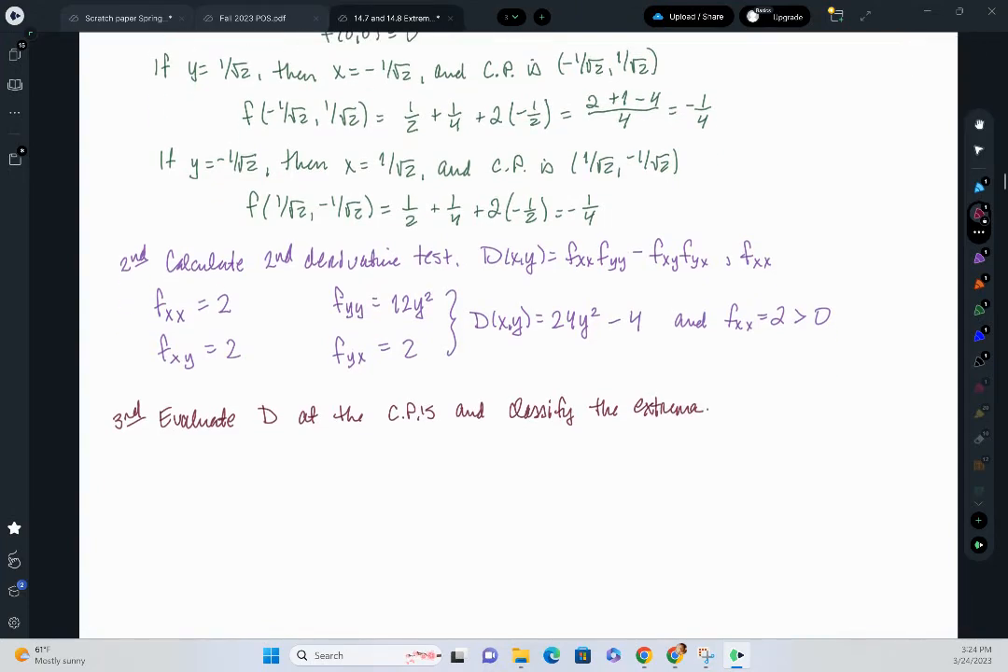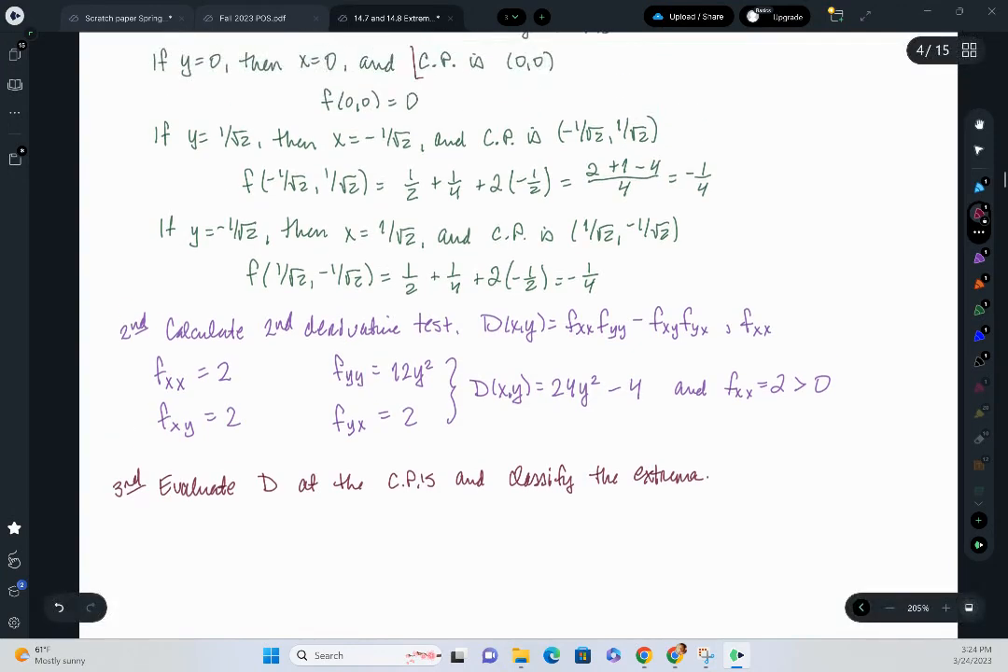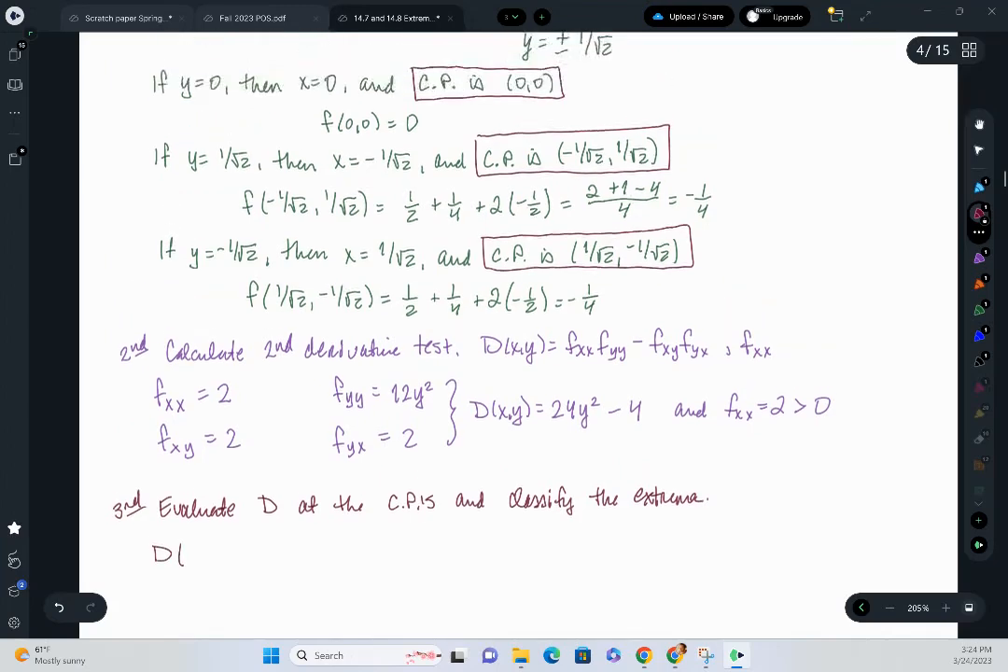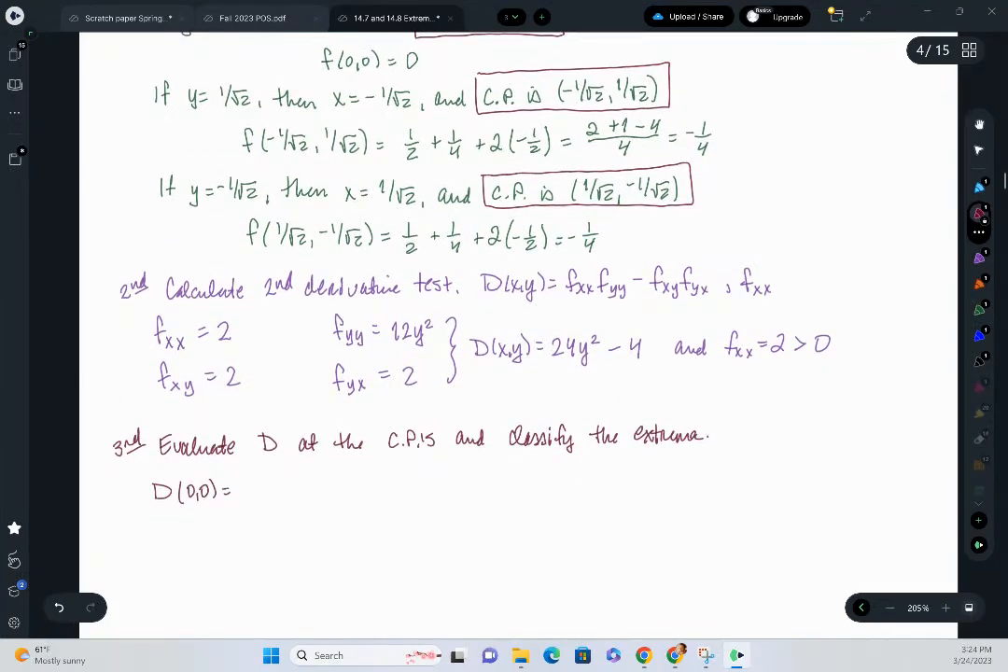Okay, so first critical point, let's go up here and just look at this. We have a critical point of 0, 0. We have a critical point of minus 1 over root 2 with 1 over root 2. And we have a critical point with positive 1 over root 2 with negative 1 over root 2. So big D of 0, 0, that's the first one, is going to be 0 minus 4, which is negative. Okay, and we don't even care about the sign of f sub xx. If big D is negative, this means that f of 0, 0 equals 0 is a saddle point.